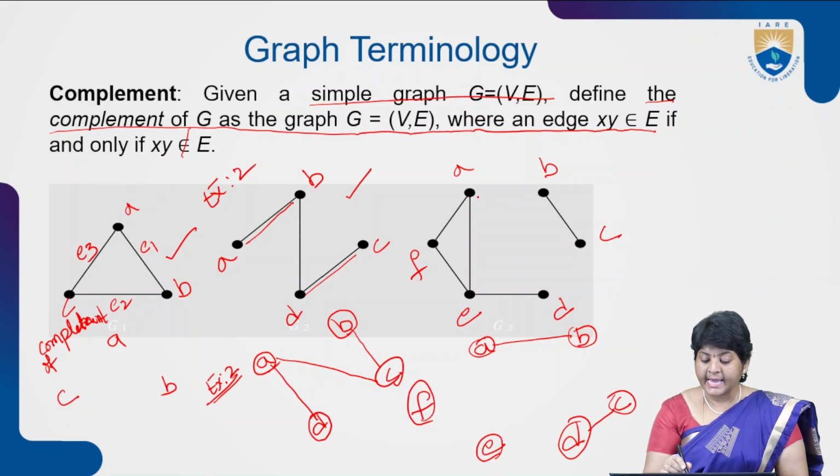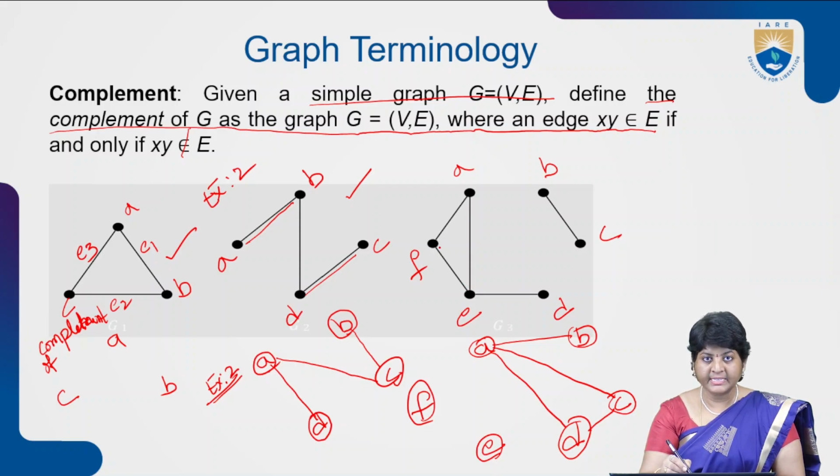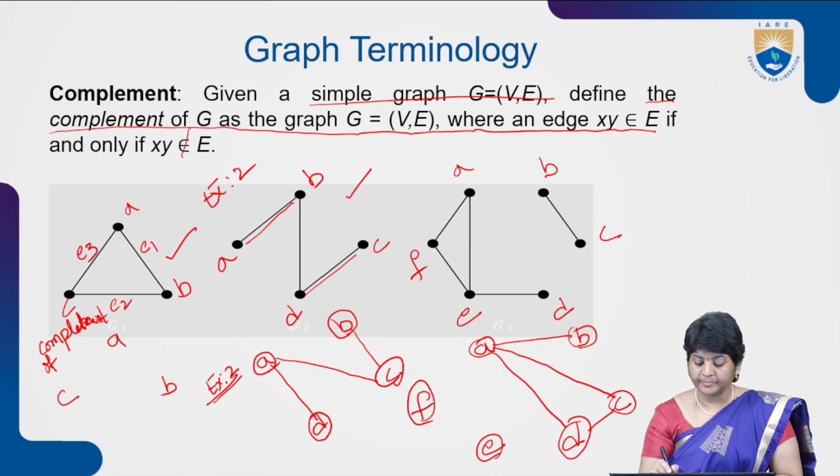Now A is connected to C? No. So we need to connect. Now A to D connection is there? No. So we need to establish. Now A to E is there? Yes. So not required. A to F is there? Yes. Here not required. Now coming to the vertex B.